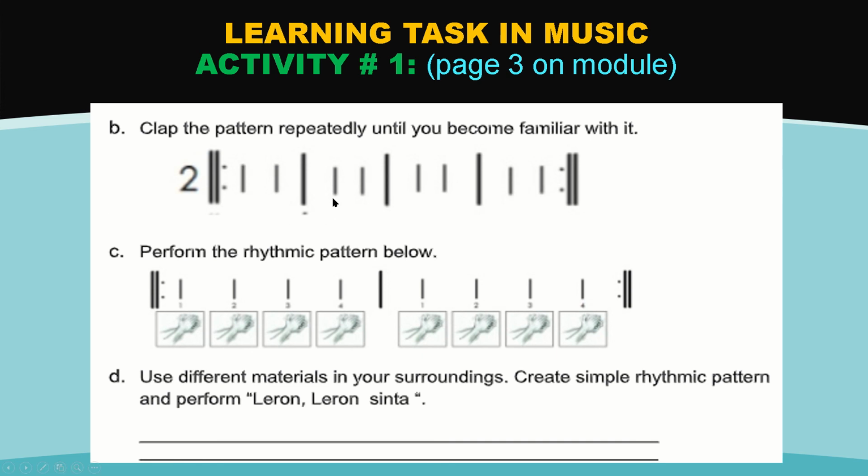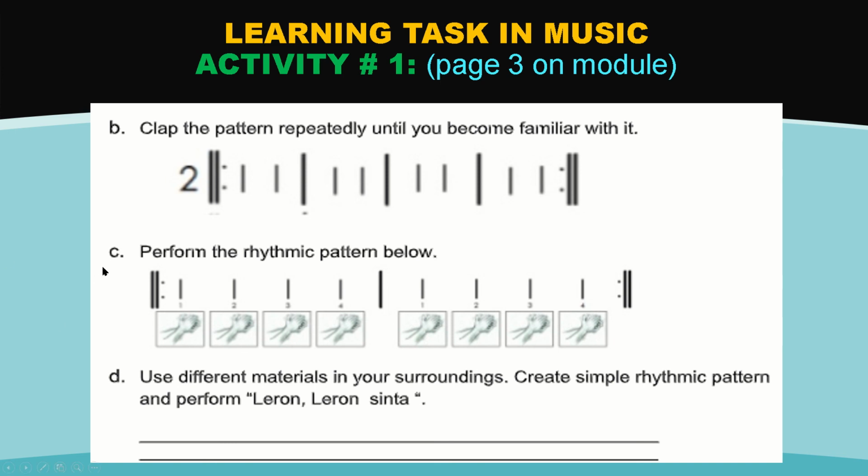1, 2, 1, 2, 1, 2, 1, 2. So meaning, in each measure, you are going to clap twice. Now, let us clap the pattern repeatedly. 1, 2, 1, 2, 1, 2, 1, 2. Or, let us try to read that stick. Ta, ta, ta, ta, ta, ta, ta, ta.